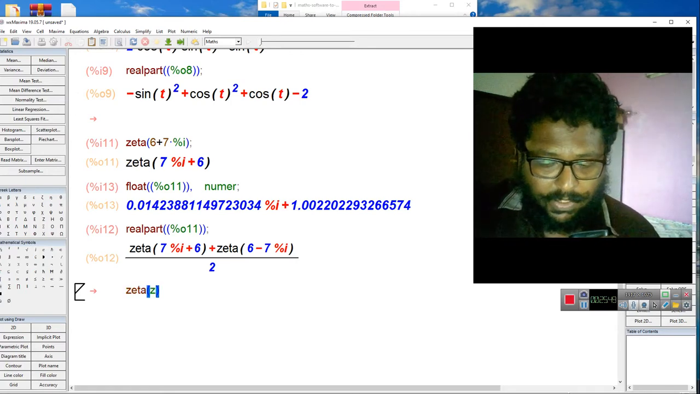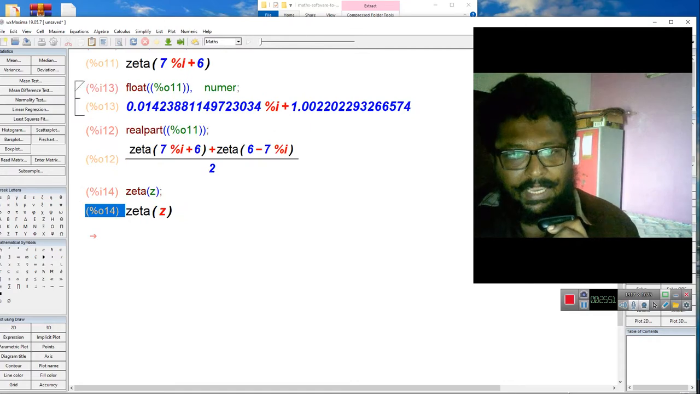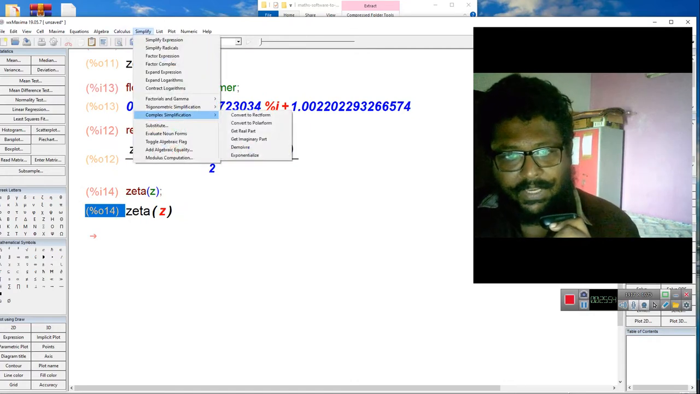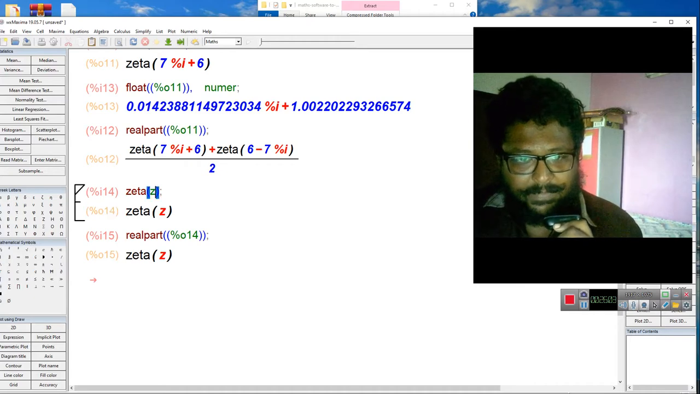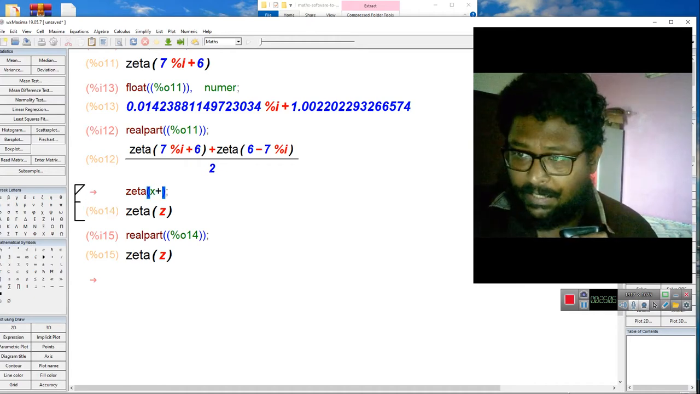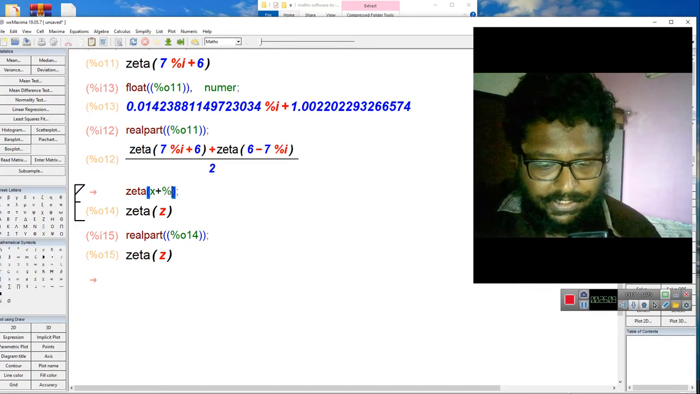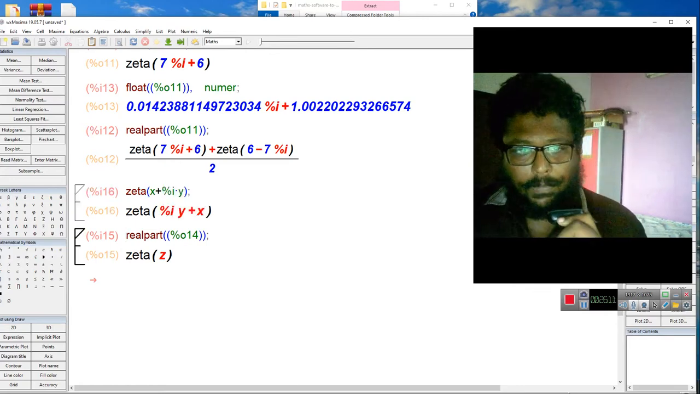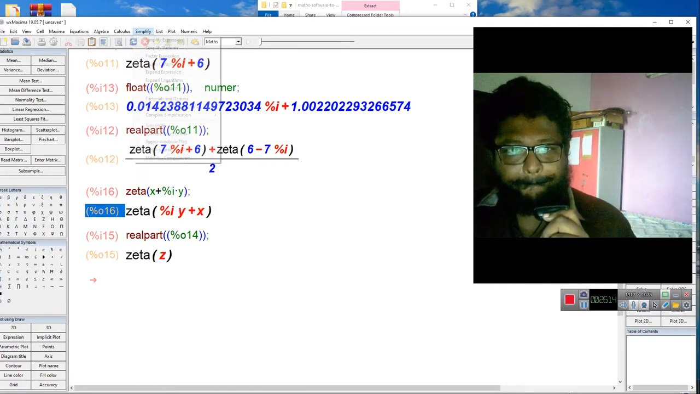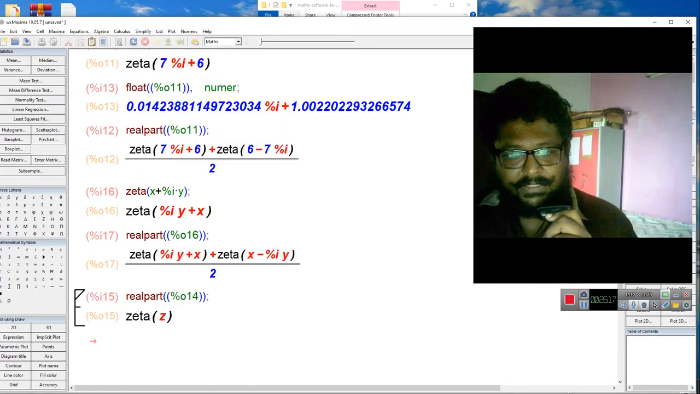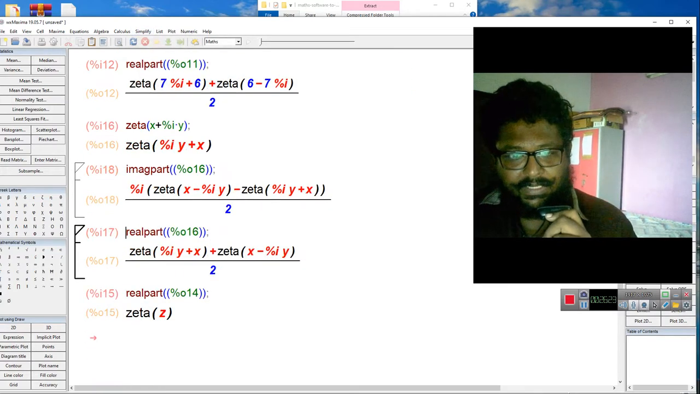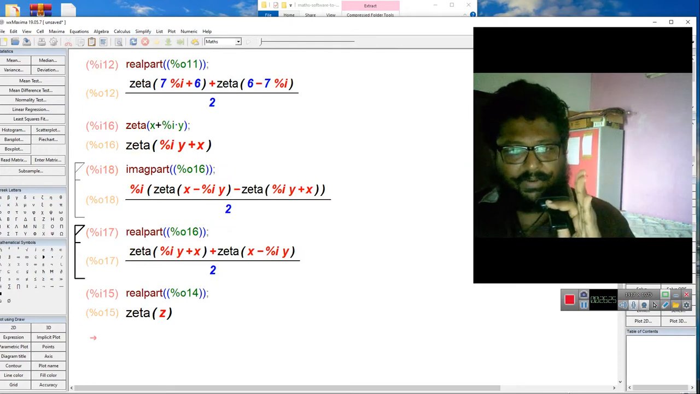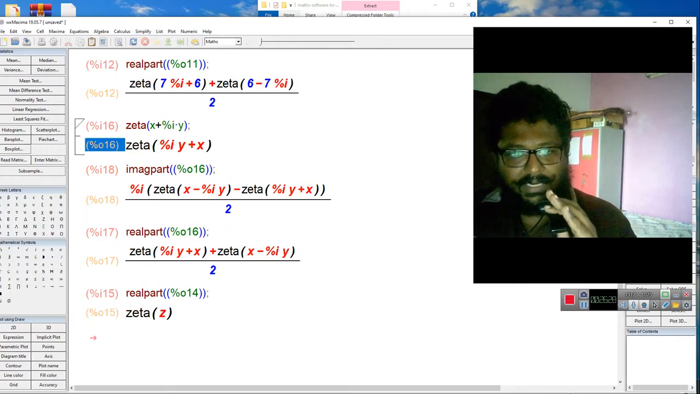So I'm taking zeta of z, going to simplify, and getting the real part. It has nothing to do with this. So what we can do is convert this zeta, the Riemann zeta function, into x plus percentage I into y, and go over here, convert this into one real part and convert the other into an imaginary part. You get nothing, and everything is very bizarre in this, and you can't do anything. Or you differentiate here, and you won't get anything.